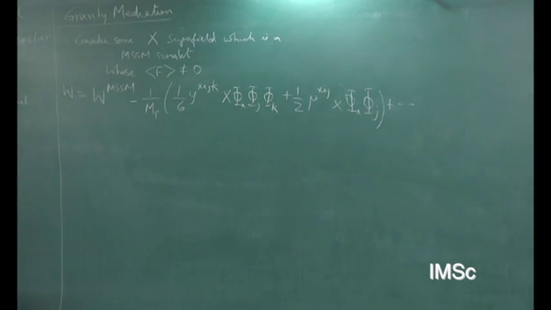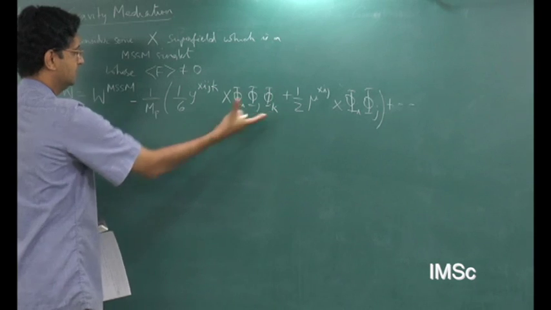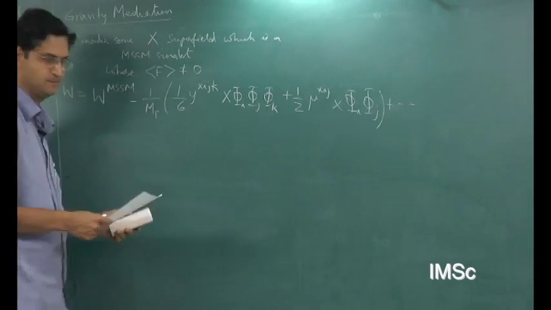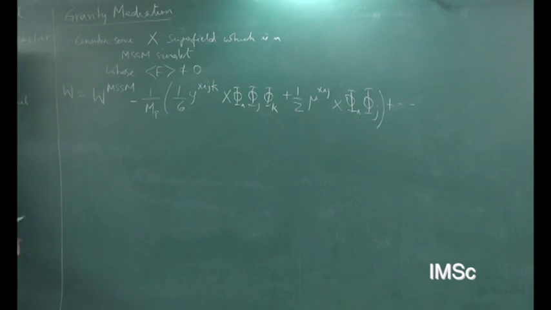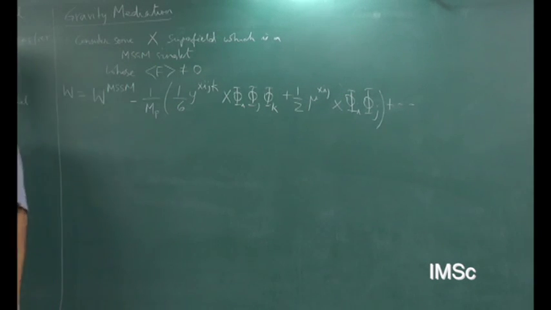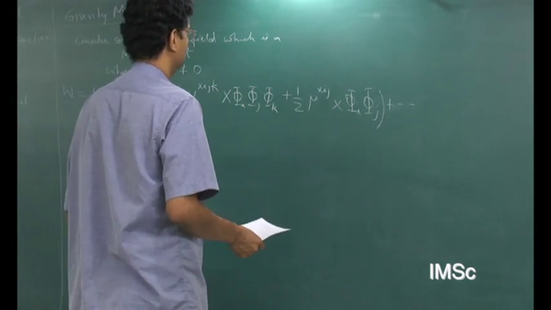This is a higher dimensional operator because at the renormalizable level, W should include only up to cubic, but now I am writing quartic, so it will be a higher dimensional operator. Which other term? This one? Yeah, this is a cubic. That's a renormalizable operator. Ah, good point. So why is it suppressed?